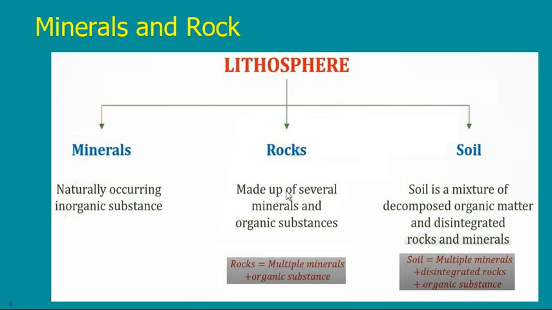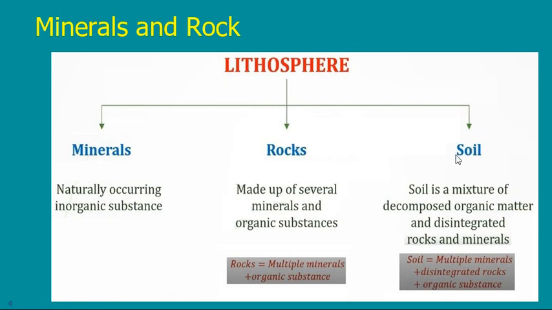Rocks, made up of several minerals and organic substances. So rock is minerals, 1 or 2 or 3 minerals combined together, and it may contain also some organic substances. So here minerals, no organic. If I add a group of minerals together, it will be rock. If I add a group of minerals plus organic, it will also be rock.